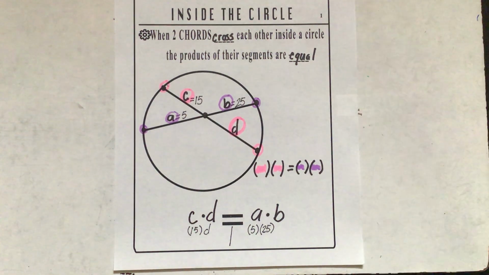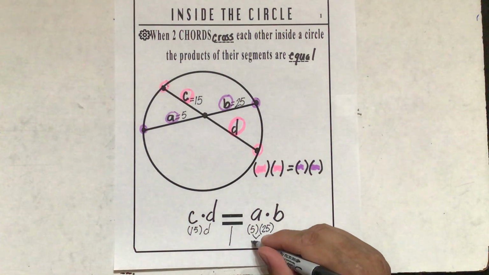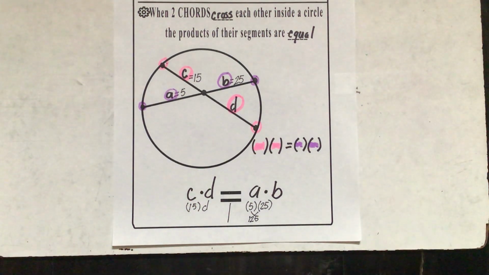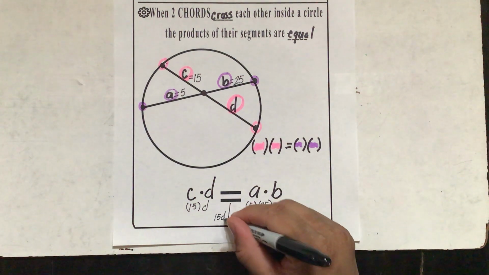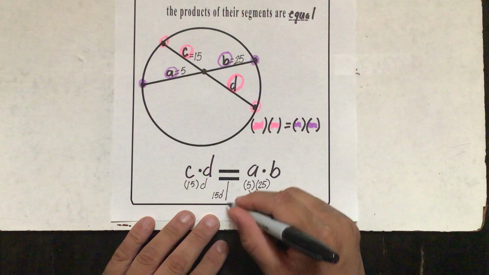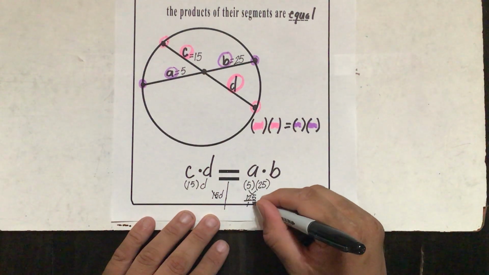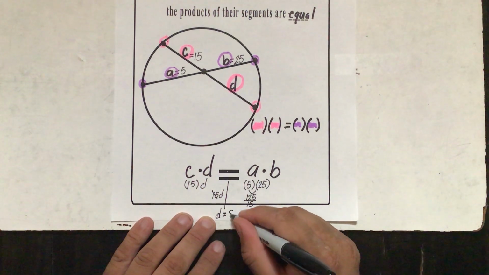What do you guys think? Well, multiply here. Let's multiply these two here. And that gives us 125. Move this up a little bit. 15 times D is 15D. Well, how do we solve for D here? How do we get D by itself? We cross out 15 and we divide by 15. And we get D is equal to 8.3.